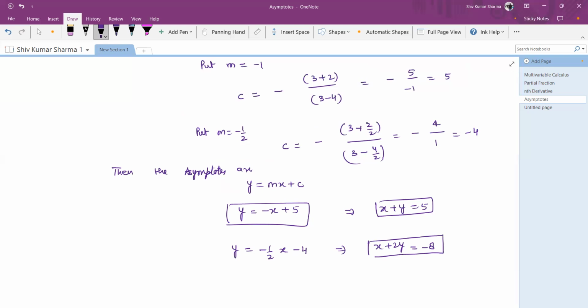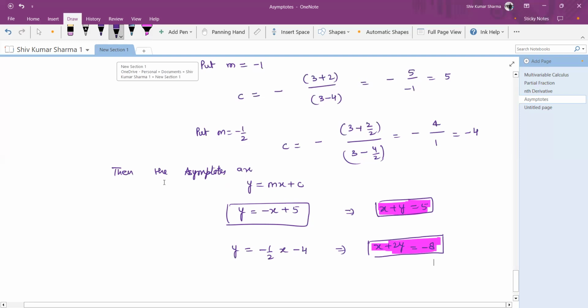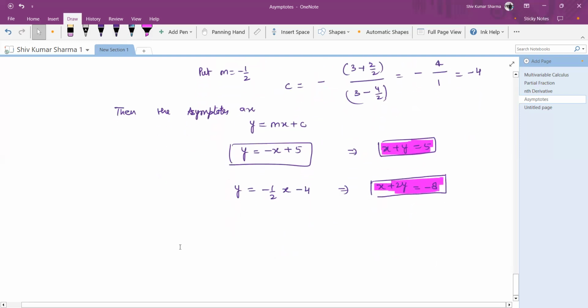So we have a second degree curve, so we have two asymptotes. Both are real values of m, so we obtain the real asymptotes. Okay. So you can solve other problems related to asymptotes. So we obtain the oblique asymptote.